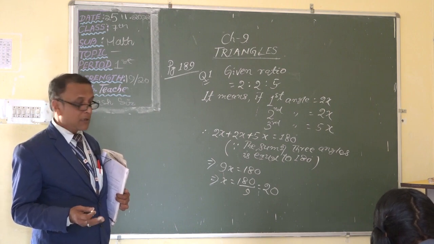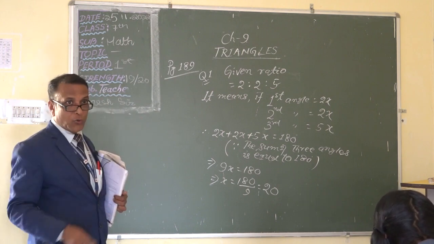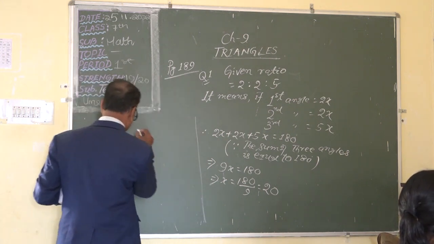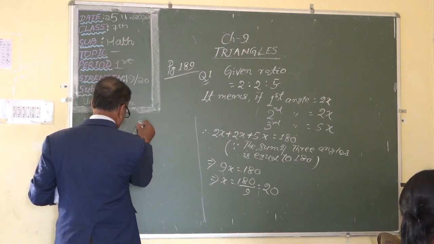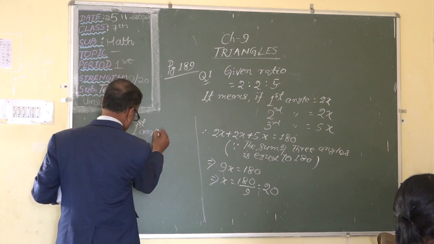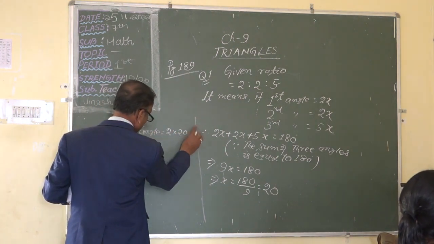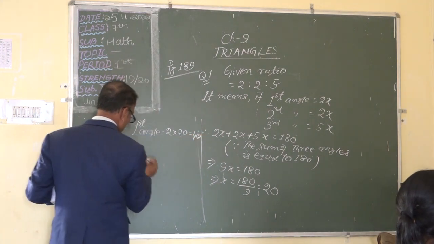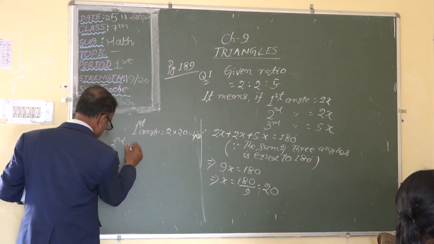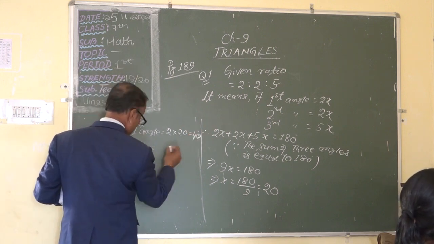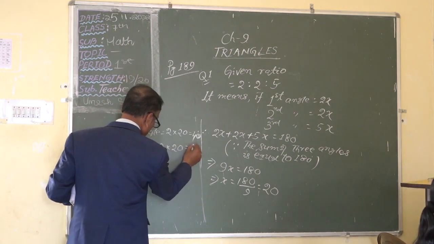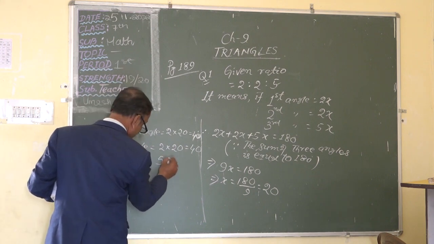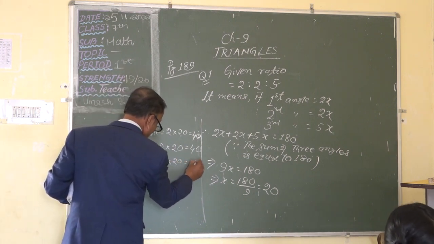Then what will be the first angle? 2 into x, that is 2 into 20, that is equal to. So, final statement, therefore, first angle is equal to 2 into 20, that is equal to 40 degree. Second angle also, 2 into 20, that is equal to 40 degree. Third angle is equal to 5 into 20, that is equal to 100 degree.